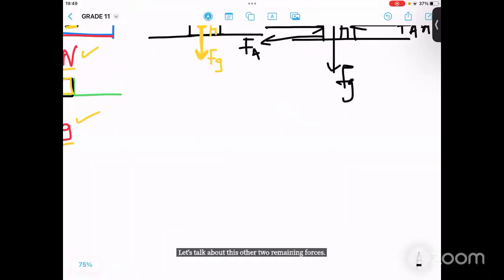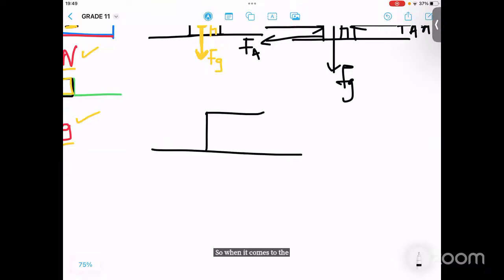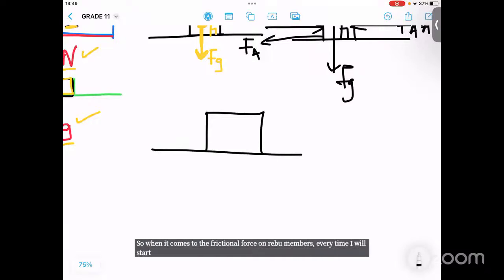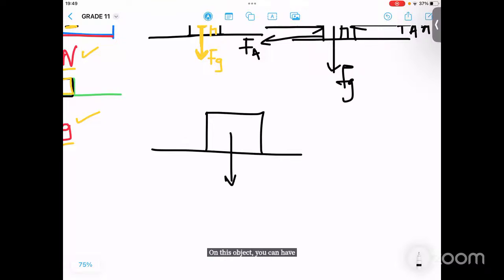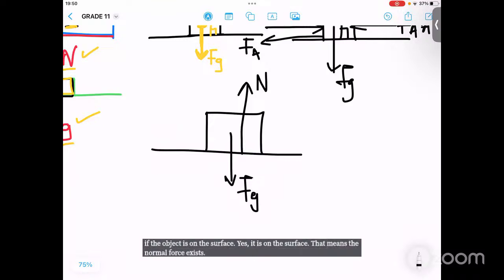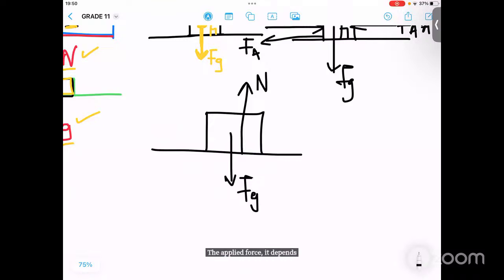So very quickly, let's talk about the other two remaining forces. Let's go with the frictional force. Every time, I will start with the forces that we already know. On this object, these ones are compulsory. You see FG, you will always have. Normal force depends if the object is on the surface. Yes, it is on the surface, so the normal force exists. The applied force depends if they say it is there or not. But for now, let's say it is there and it is towards the left.